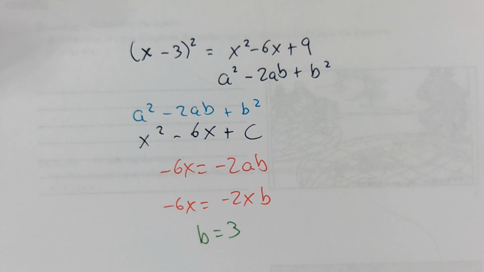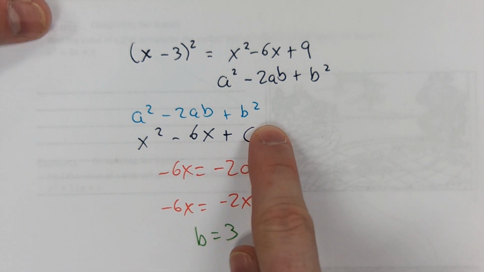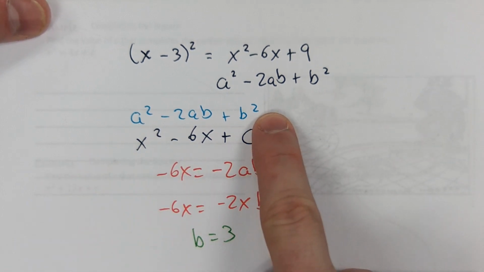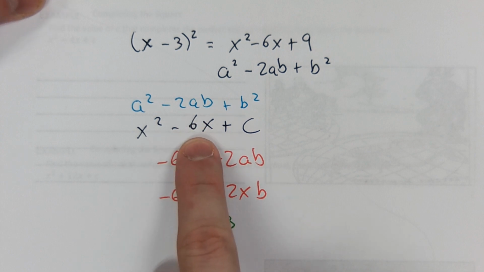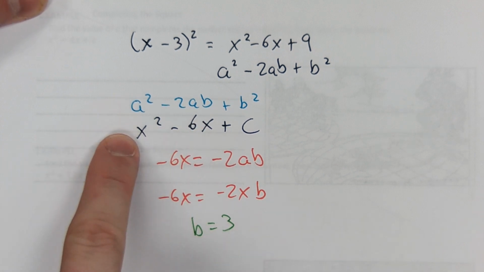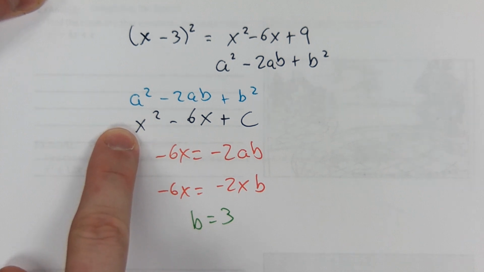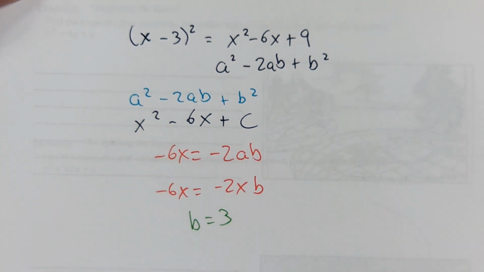And you believe why it works because we were trying to force this scenario to occur. Meaning this middle term had to be negative 2ab. And we can already see what a is. Our job was just to figure out what b had to be in order to pull that off. Yes?